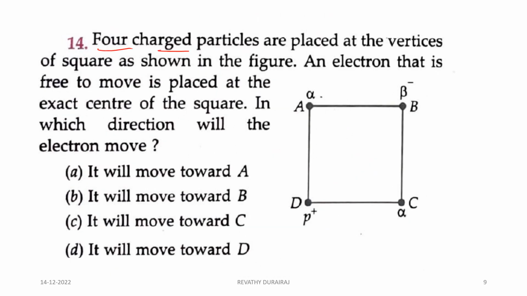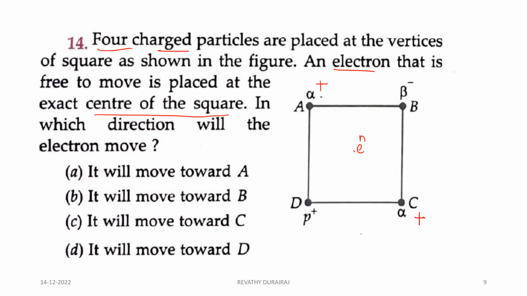There are 4 charged particles at the corner of the square, and there's an electron kept at the center of the square. Now we have to find out which direction the electron will move. So at the center, electron is there. So let's find out the charge. Alpha particle is positively charged, beta is minus, proton is plus, and then once again here plus.